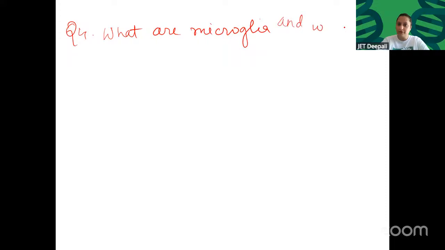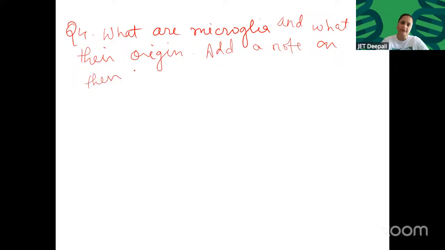Now coming to question number 4, and question number 4 says, what are microglia? Where have we studied this word? What are microglia and what is their origin? Add a note on their function.